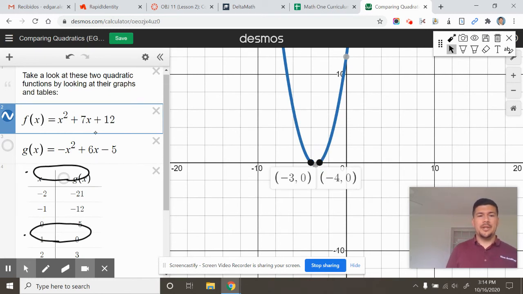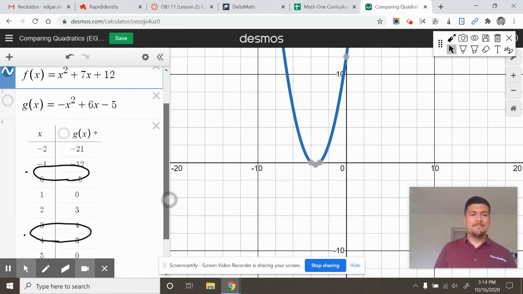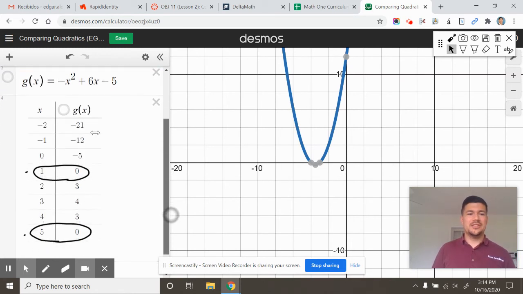So right here, if I'm asked which one has the smallest x-intercept, I'm going to have to go with f of x on this one. x equals negative 4 is the smallest x-intercept. Both of the x-intercepts for g of x are larger. Also, x-intercepts are called roots. So once again, I'm bouncing back between the table, the graph, and the equation, trying to make sense of all of them.